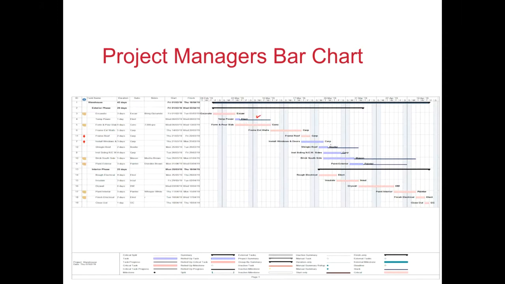So you can see the shingle roof, for instance, has a very healthy float built in. And these activities on the top, the exterior phase, are referred to as a summary activity, as it shows the high level of the work breakdown structure. The work is split into exterior phase and interior phase. I will be making a copy of this schedule, done in Microsoft Project, available, so you can use it for comparison purposes.